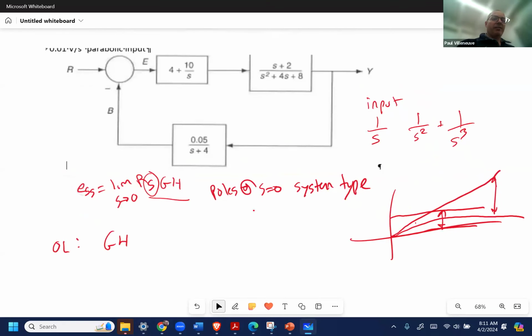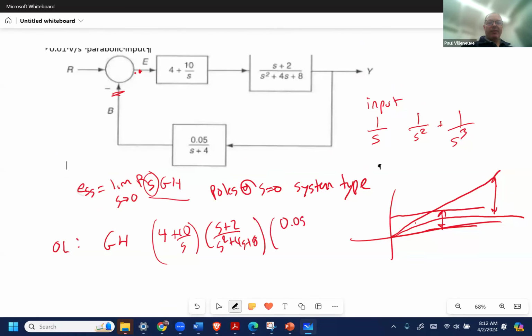So the open loop transfer function is to go from this point back over here. We need to go back to this specific point. So my open loop transfer function is, if I have an input over here and I get back to this point, all I need to do is go through G times H. So my G times H is 4 plus 10 over S. Multiply that by S plus 2 over S squared plus 4S plus 8. And then I multiply that by 0.05 over S plus 4.